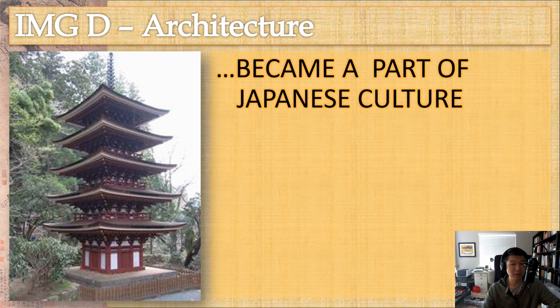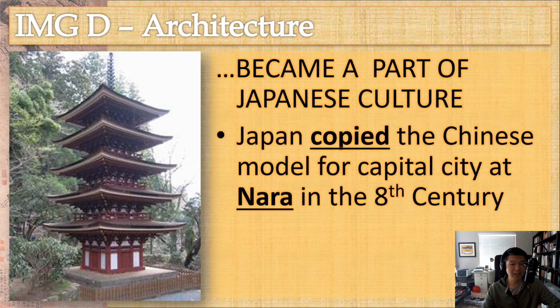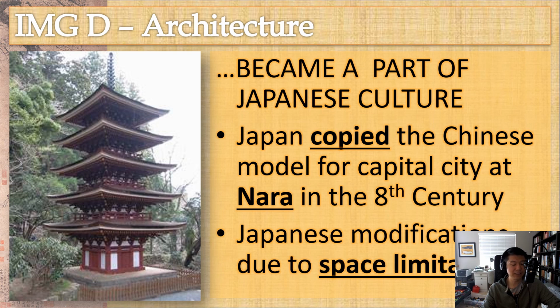and teaching. It would become a part of Japanese culture in that many of these designs that were used in some of the major Chinese cities would become the model of the new Japanese imperial capital at Nara in the 8th century. The biggest difference is that Japan is geographically tighter. There are fewer plains, and so the cities themselves would be a bit smaller, and many of the modifications would be done for space limitations.